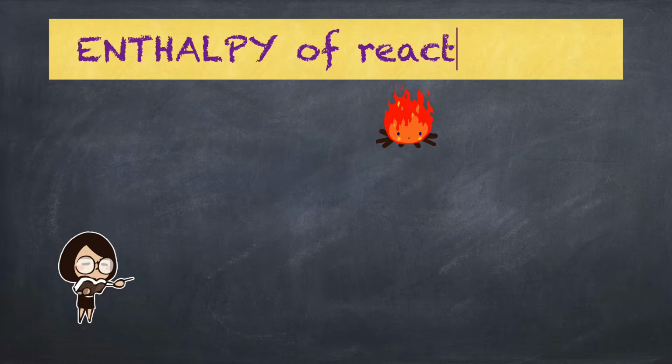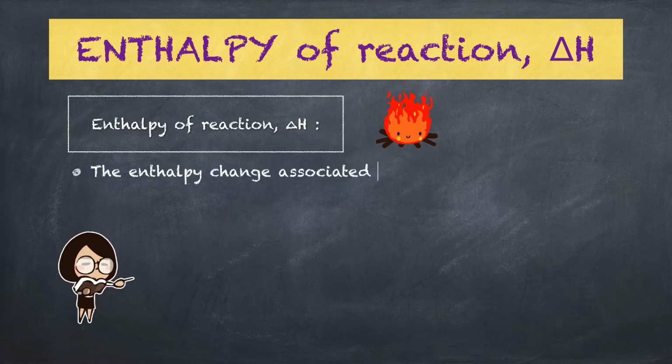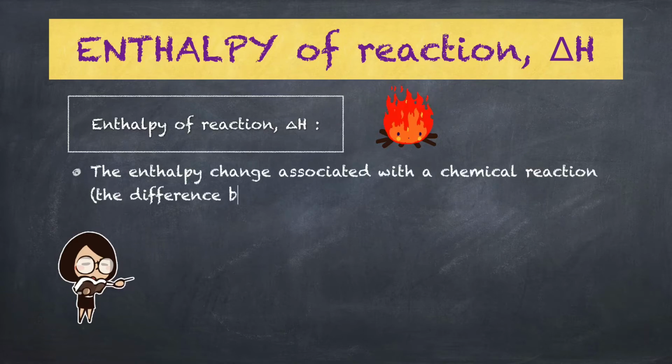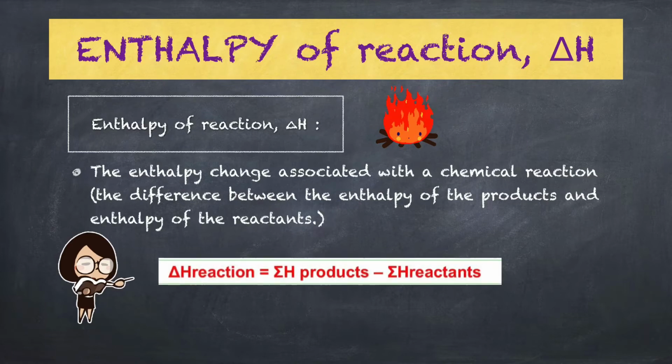Enthalpy of reaction, delta H. Enthalpy of reaction is the enthalpy change associated with a chemical reaction. It is the difference between the enthalpy of the products and enthalpy of the reactants.